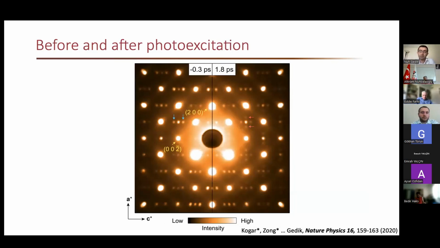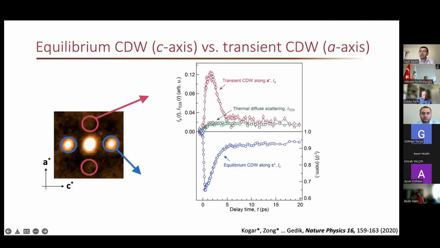Here are two frames from this movie. This is 300 femtoseconds before, and the same region, mirror flipped, at 1.8 picoseconds. You can see very clearly the two new spots are here. So light is inducing a new phase. I can analyze this. For example, I can look at the intensity of the original order by looking at the intensity of this peak, or I can look at the intensity of the new peaks, the red symbols here. You can see that one goes down, the other one goes up. I told you that they are competing.